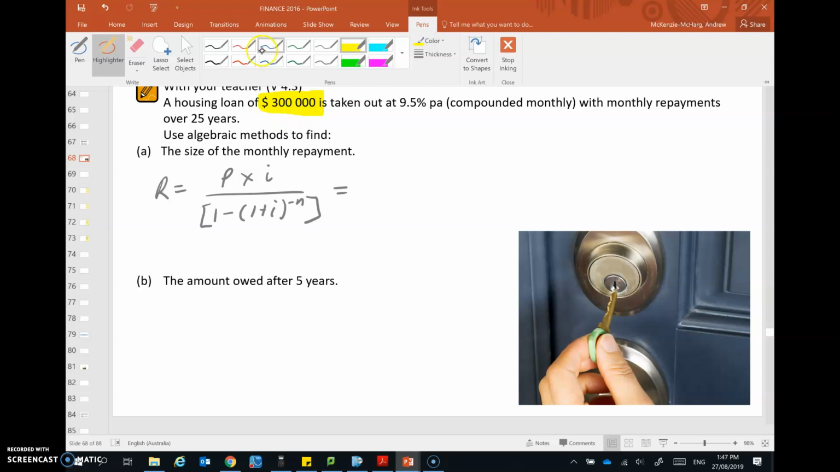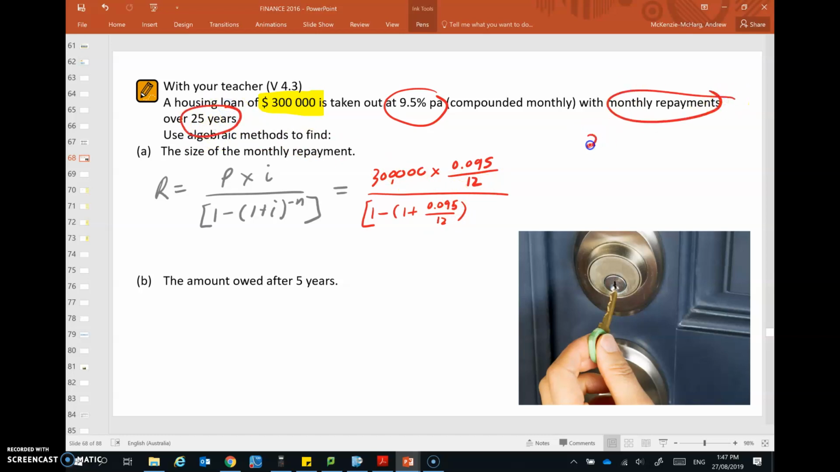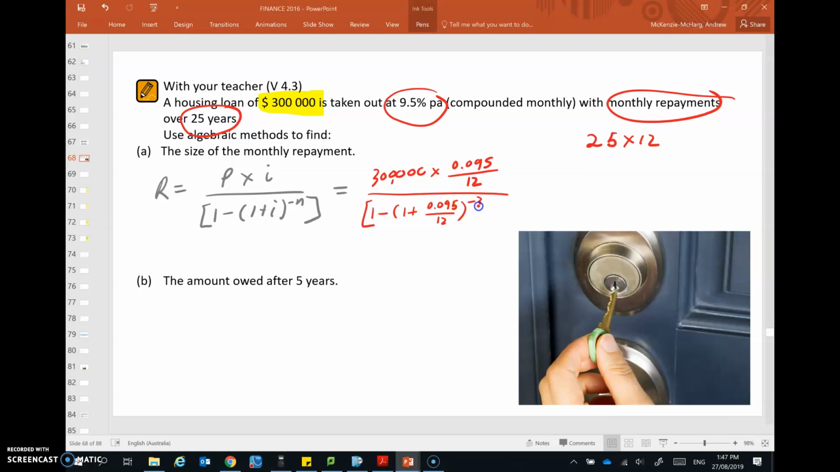$300,000 is the amount owed at the beginning, times our interest rate of 9.5%, 0.095 monthly, and then we put that in down the bottom as well. Now to the power of negative n. We're talking 25 years monthly, so 25 by 12. That means at the beginning there are 300 payments remaining. That's always a negative for annuities in arrears. There are our 300 payments remaining.